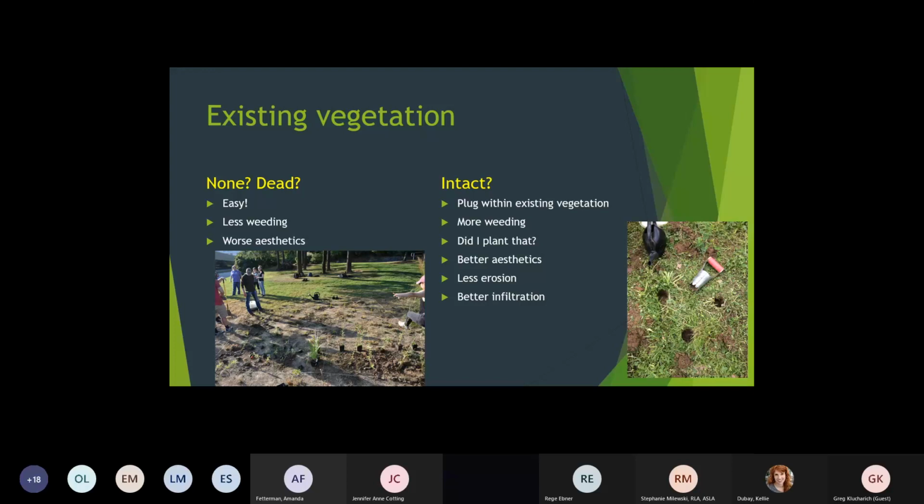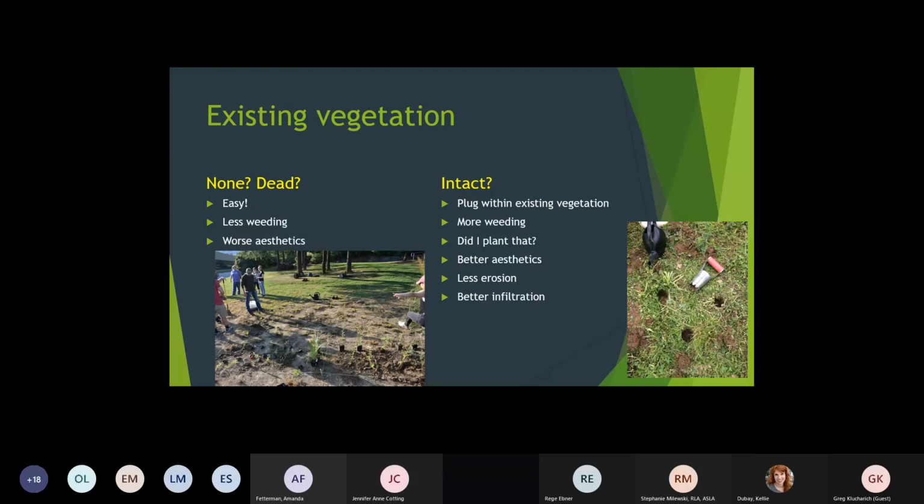The aesthetics are much better plugging into existing vegetation. The public sees green and more green, as opposed to a desolate landscape like they saw on the left. And the existing vegetation, even though it may not be ideal, does help prevent erosion. So all those roots hold the soil down.